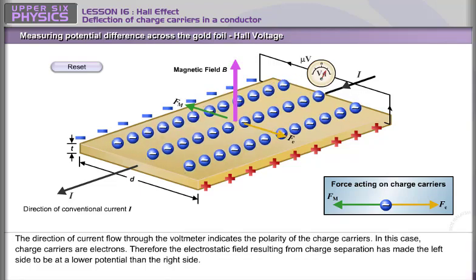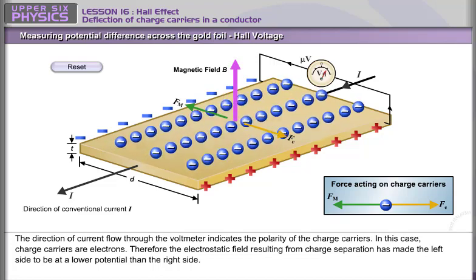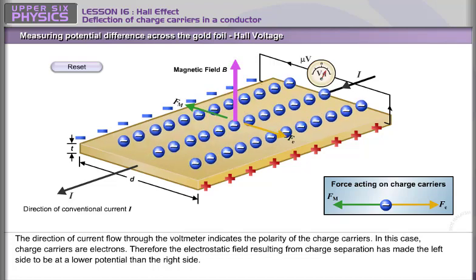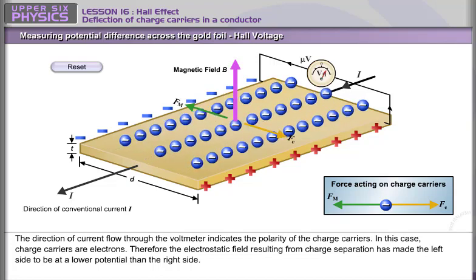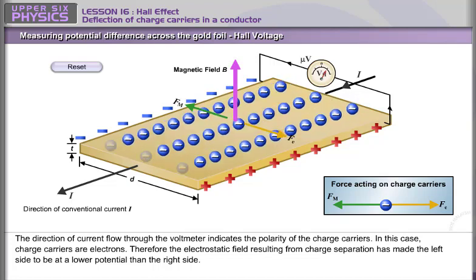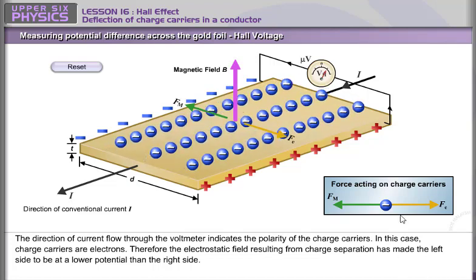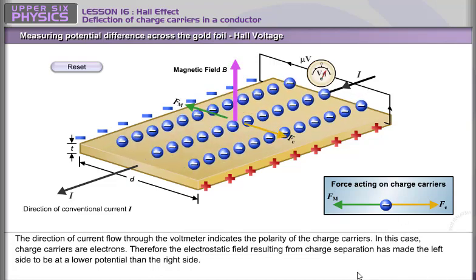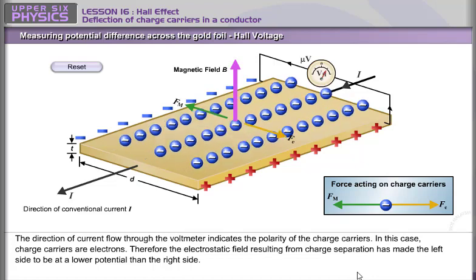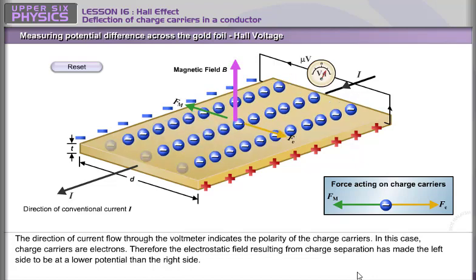The direction of current flow through the voltmeter indicates the polarity of the charge carriers. In this case, charge carriers are electrons. Therefore, the electrostatic field resulting from charge separation has made the left side to be at a lower potential than the right side.